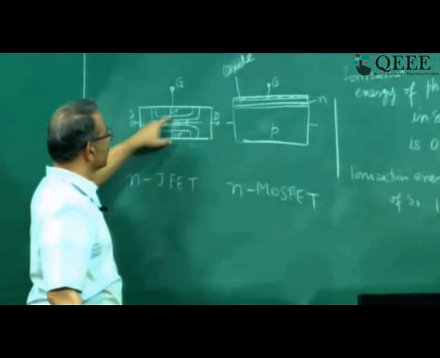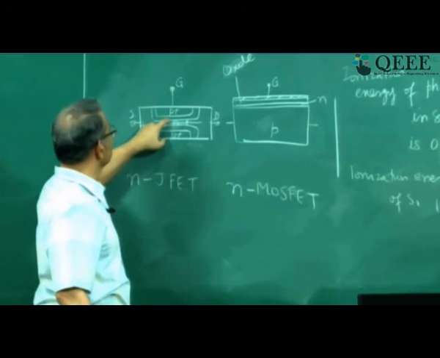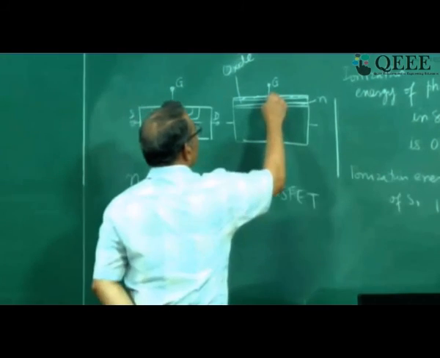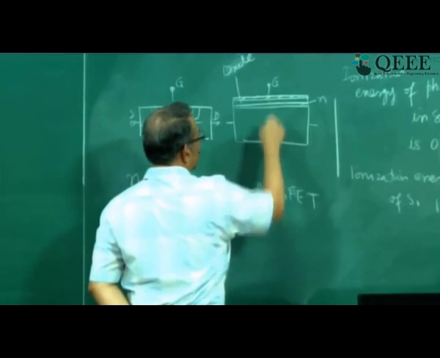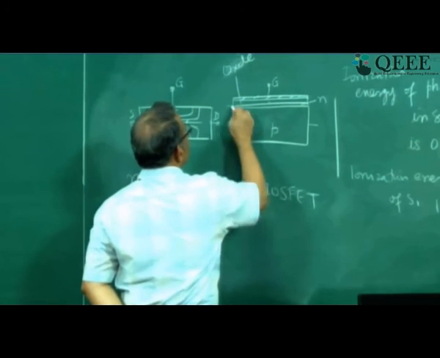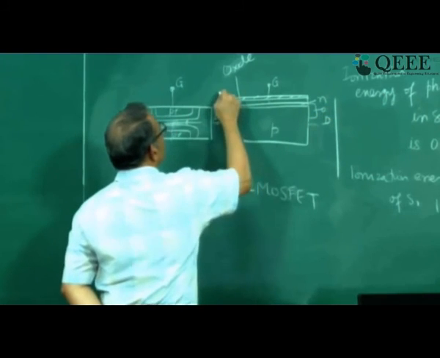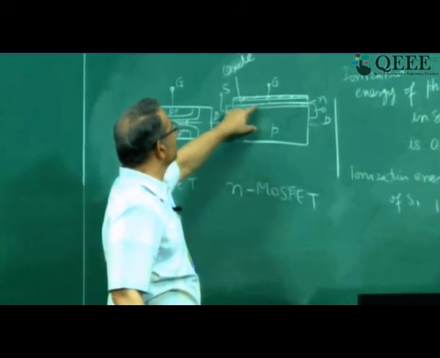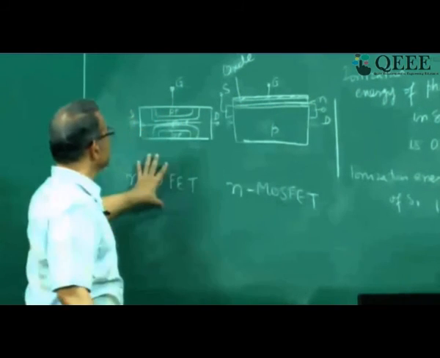Here there is no insulator separating the controlling terminal from the semiconductor. So here the junction is controlling directly. Here the metal oxide semiconductor is controlling the current. That is why it is called MOSFET. So now here you connect drain and source. So this is drain and this is source. Current flow will be right next to the insulator here. So you can see the two differences.